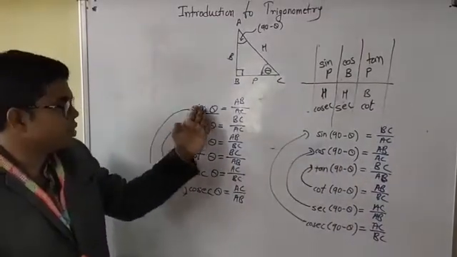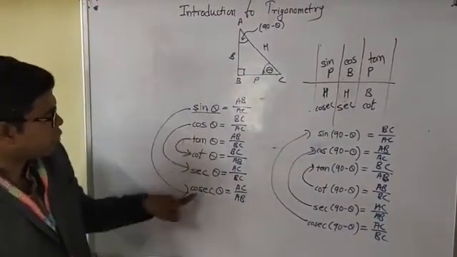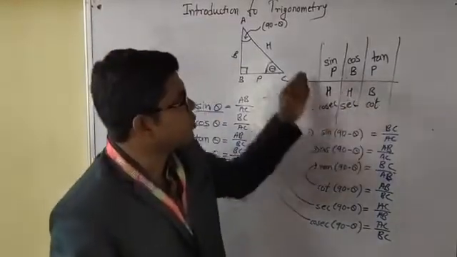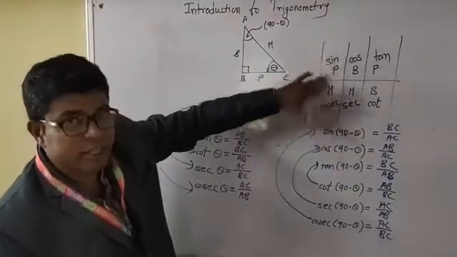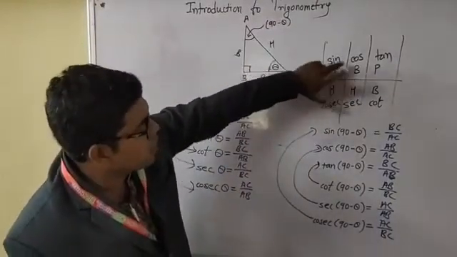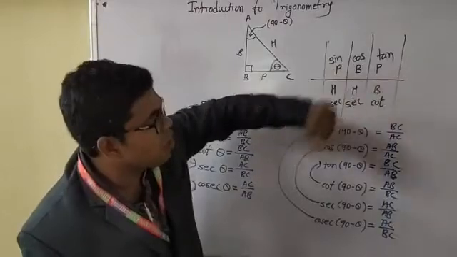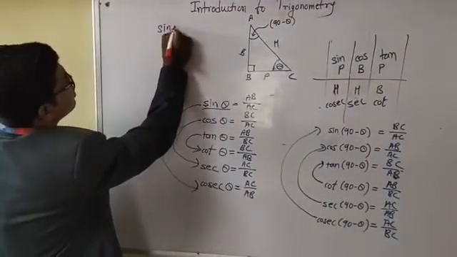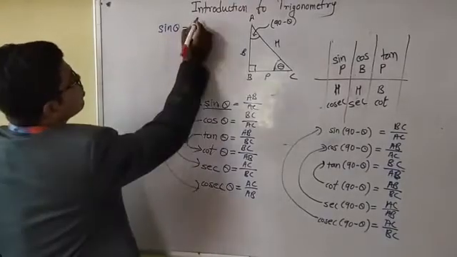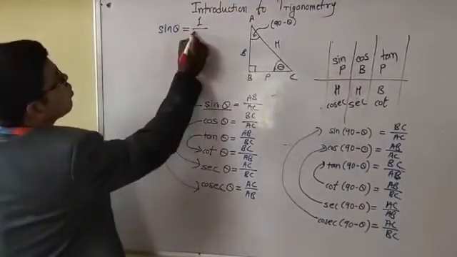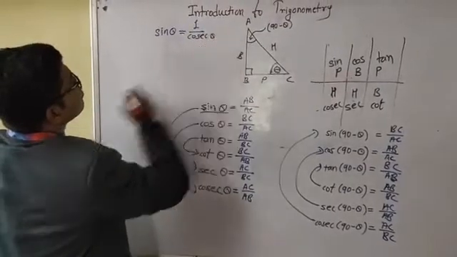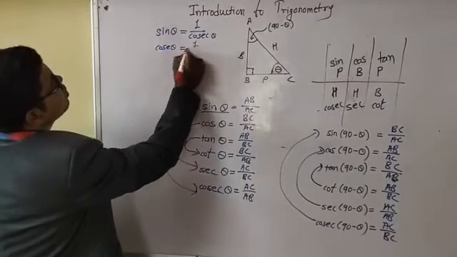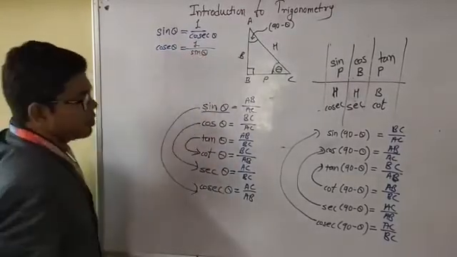There is a relation between these ratios sine, cosec, cos, sec, tan, cot, that you can remember from the table. Sine and cosec are the reciprocals of each other, cos and sec are reciprocals of each other, tan and cot are reciprocals of each other. We can write down here as sine theta is equal to 1 upon cosec theta, and vice versa. Cosec theta will be equal to 1 upon sine theta.